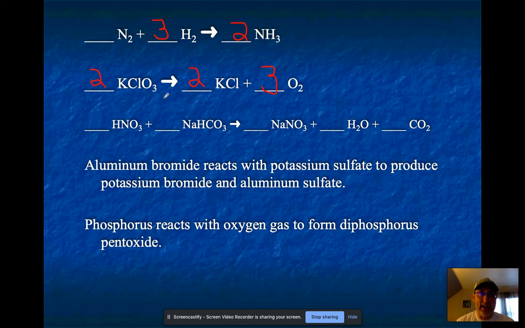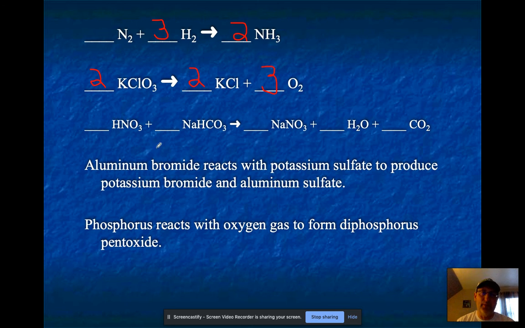Let's just check it. Here's a yield sign. 2K, 2K, 2Cl, 2Cl, 2 O3, 6 O's, 3 O2s, 6 O's. So that one's good. That one's balanced. You just say the number. 2KClO3 yields 2KCl plus 3O2.